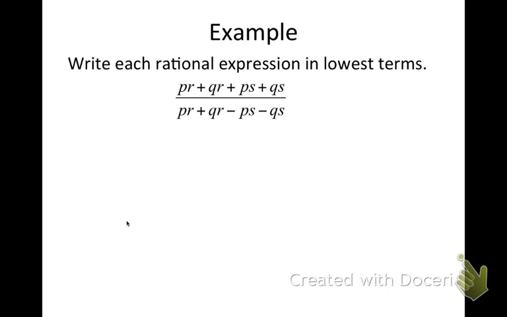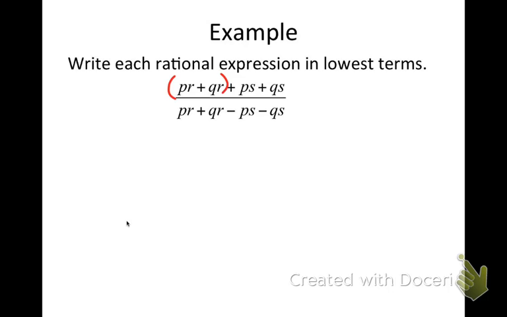So you can't just say, oh, I got a PR here, I got a PR here, take it out. Oh, I have a QR here, take it out. You can't do that. You can only cancel out factors, which means it has to be written in factored form before you can start canceling anything. So I see 4 terms. We try factoring by grouping. Can we group it by 2's? I think in this case we can.